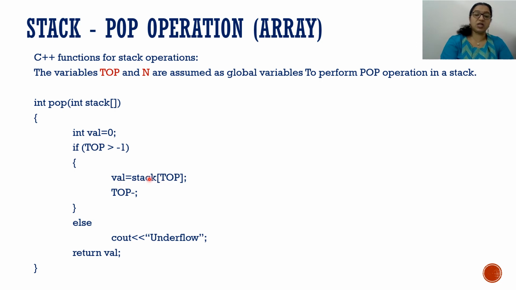We will get the topmost element into this variable. Then we are decrementing the value by 1. So top is top minus minus, that is, top is equal to top minus 1. Else means top is equal to -1. If the top is -1, then cout underflow. Then return that value. Return which value? The topmost element we already assigned in val, that we are returning at the calling place. So this is the function for pop operation. Clear now?